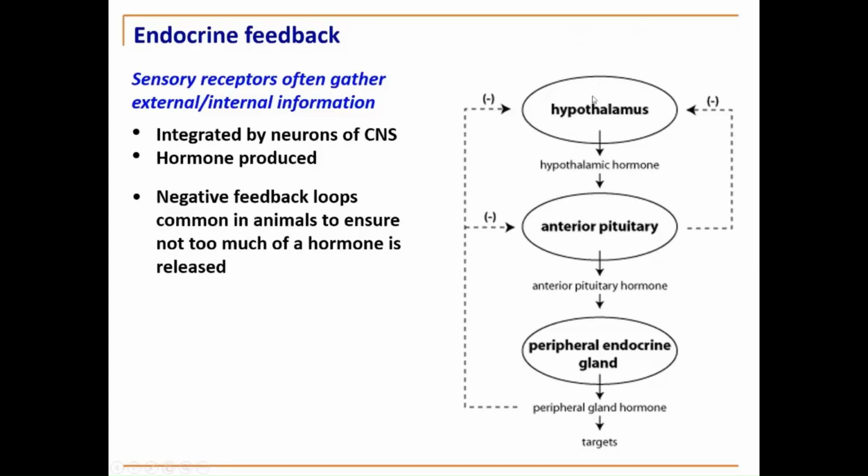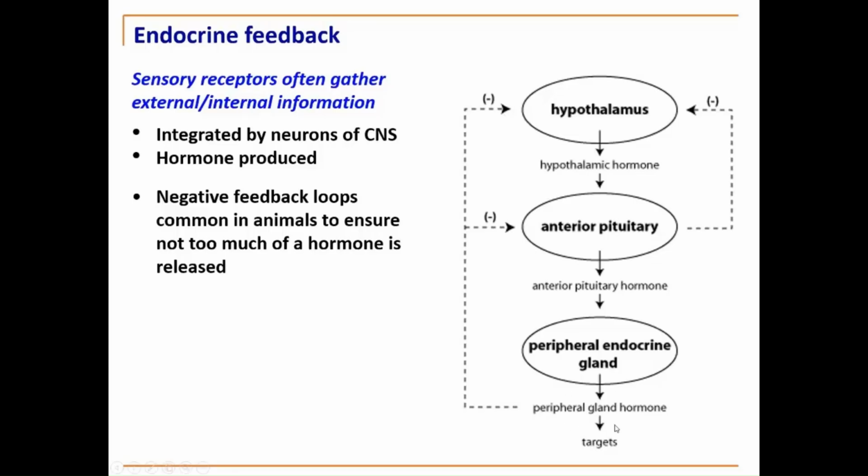The hypothalamus goes on to release a hypothalamic hormone, it doesn't matter what it is at this stage. That will generally stimulate the anterior pituitary to lead to the release of an anterior pituitary hormone. Then that anterior pituitary hormone will bind to a peripheral endocrine gland and stimulate whatever its particular target is. But this peripheral gland hormone that is eventually released has negative feedback on both the anterior pituitary and the hypothalamus.